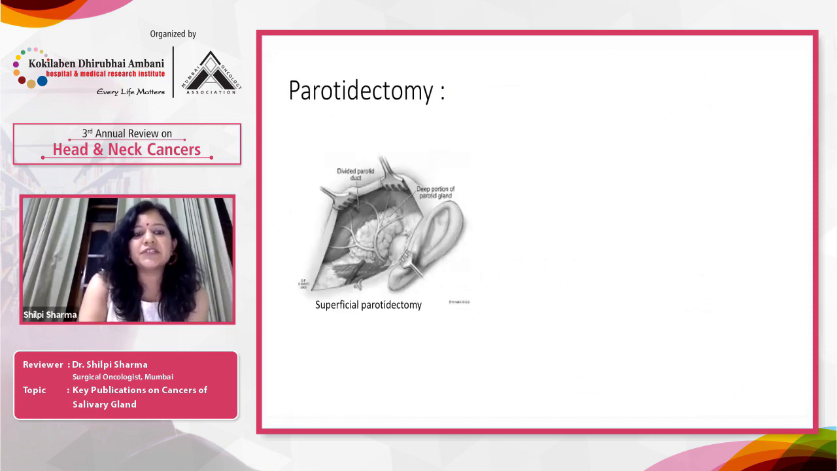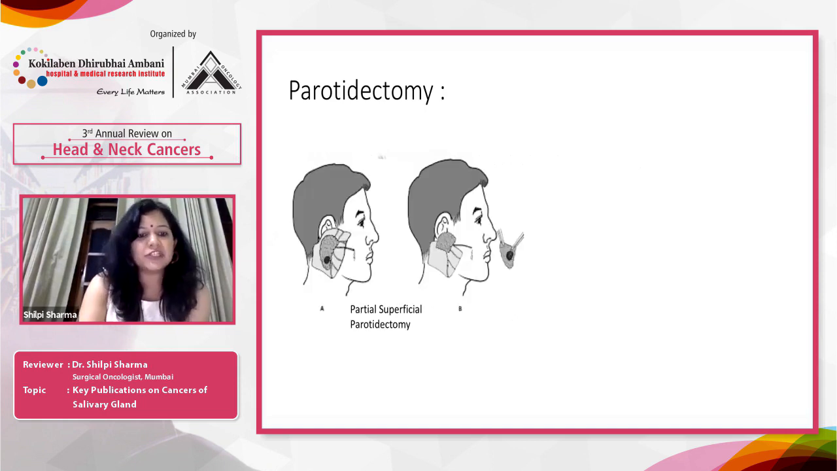To understand the terminology, this picture shows the classical superficial parotidectomy defect, in which we remove the superficial lobe of the parotid after identifying the facial nerve main trunk and its branches, and we leave behind the deep lobe of the parotid. In partial superficial parotidectomy, we identify the main trunk of the facial nerve and its branches, but we do not remove the whole of the superficial lobe. Instead, we take a cuff of about 0.5 to 1 centimeter all around the tumor.